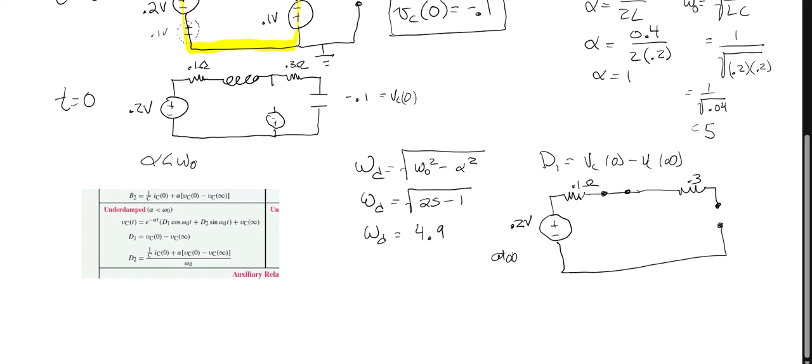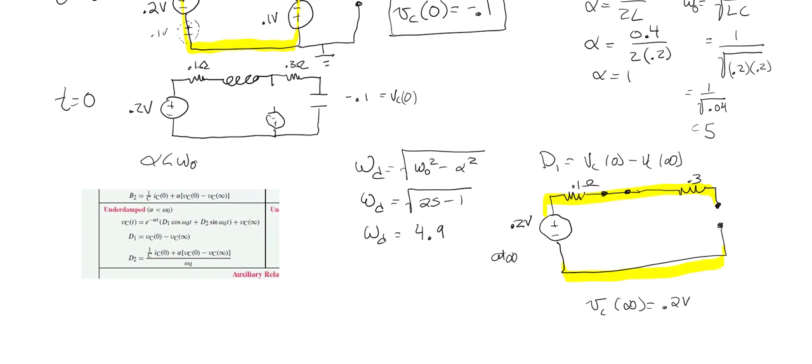And so everything at the top is all at the same voltage. All of this is all at the same voltage. It's all connected by a conductor, and everything at the bottom is all at the same voltage. And so the capacitor will have the same voltage as the voltage source. So VC at infinity is going to equal 0.2 volts. So D1 equals VC at 0 was minus 0.1, minus VC at infinity is 0.2, so D1 is minus 0.3.